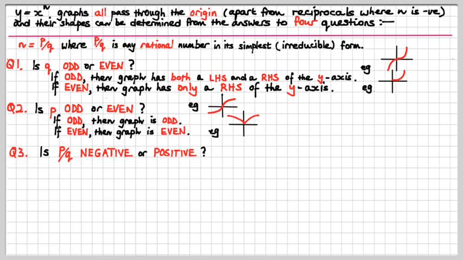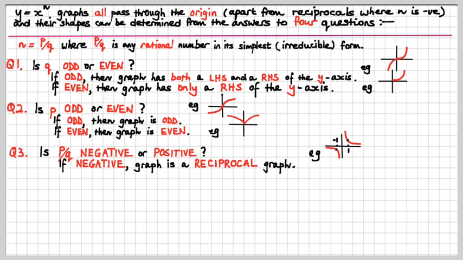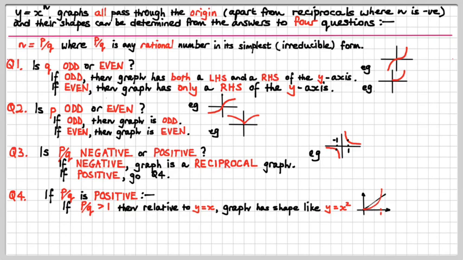Now, third question: is p over q negative or positive? That's pretty important, because if it's negative, you've got a reciprocal graph, or a 1 over kind of graph, yes. And if it's positive, you go to question 4. And question 4 says, if p over q is positive, then if it's greater than 1, you've got a graph which we're familiar with, such as y equals x squared, that kind of thing.